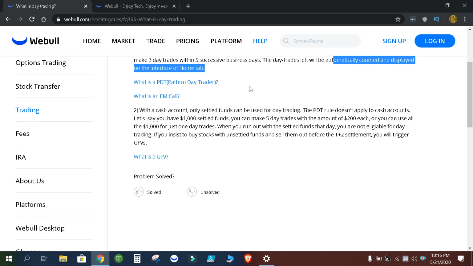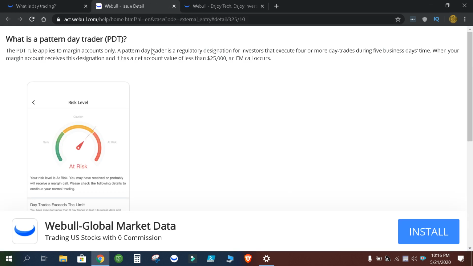Pattern day trader, I think I've already touched on that. This is showing you what a pattern day trader is. Basically, it's somebody that makes 4 or more day trades. It's 3 or more day trades you're safe, but the moment you hit the fourth day trade during the 5 business days, you will be flagged as a pattern day trader.